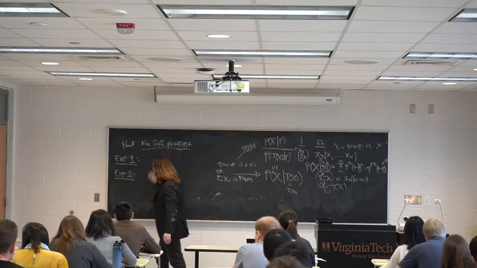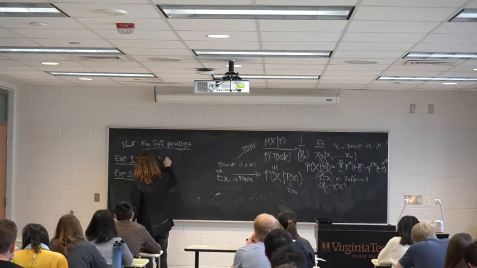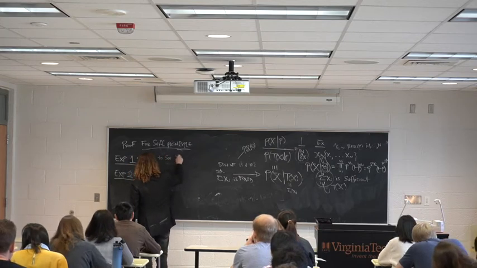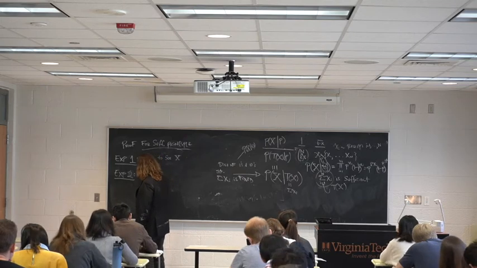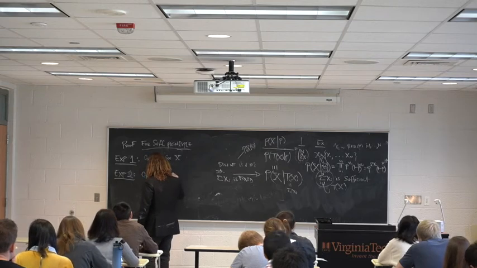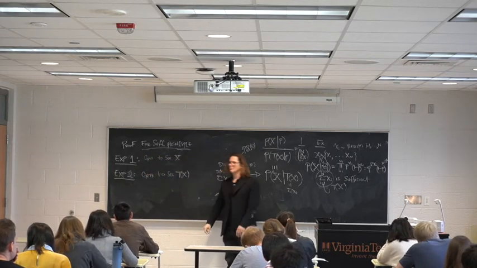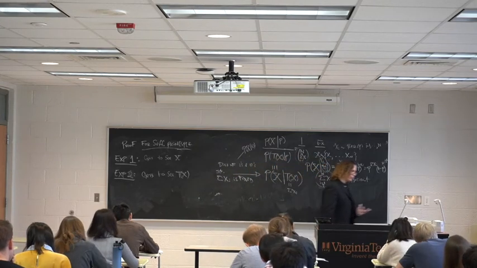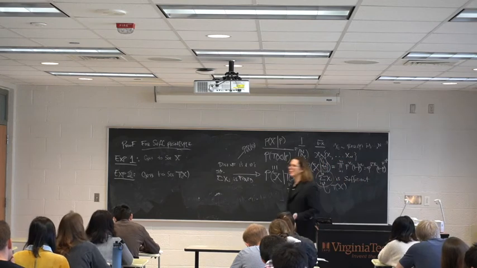Experimenter 1 gets to see x. Experimenter 2 gets to see T(x). And the proof argues that both of these experimenters have the exact same information about theta.